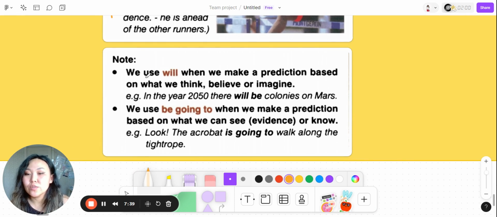Next one, we need to note that when we use will, we make a prediction based on what we think, believe, or imagine. In the year 2050, there will be colonies on Mars. So it's my opinion, I believe in it. And be going to is used when we make a prediction based on what we can see. So it's going to happen. We see the evidence or we know it. Look, the acrobat is going to walk along the tightrope. So will is for our predictions, our opinion, and be going to is for what we can see, it's visible.